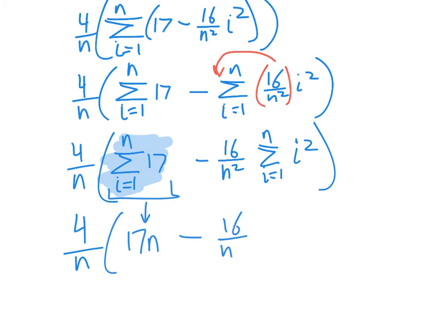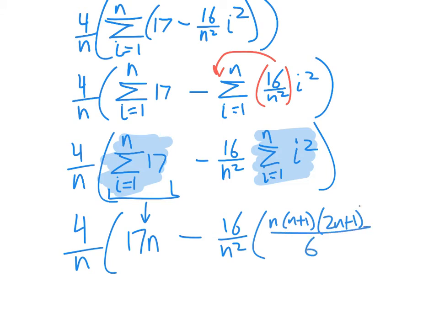Then we have 16 over n squared. We want everything in terms of n here, okay? And so let's think about this part here, the sum of i squared. Well, remember we developed some formulas in the last lesson. So this is one we want to memorize. The sum of i squared gives us n times n plus 1 times 2n plus 1, all over 6.